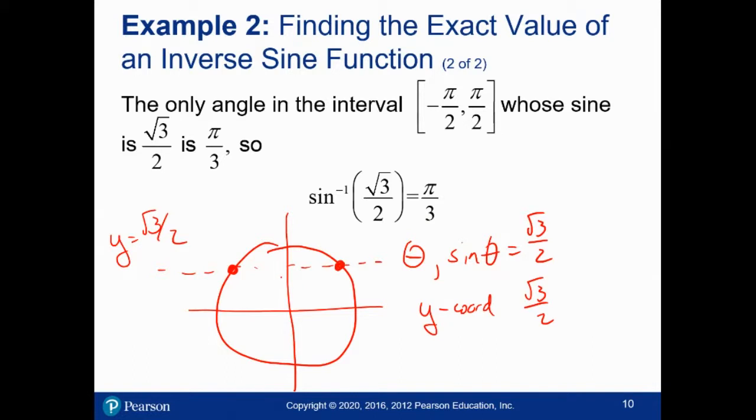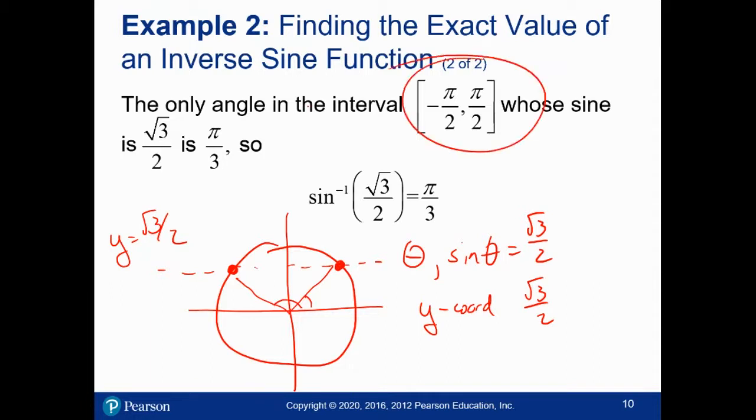So how many angles are there whose sine is √3 over 2? Infinitely many, and even more so in one full rotation of the circle, there's actually 2 such angles. There's that one, and there's this one over here. And then, of course, I can go around multiple times. I can go backwards, whatever.